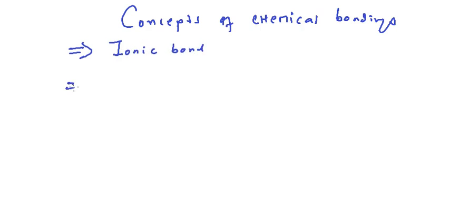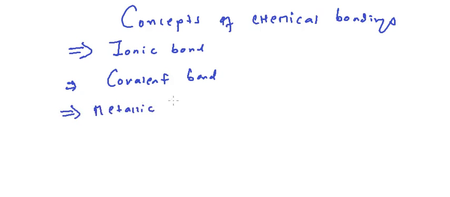and then we have covalent bond, and then we have a metallic bond. These are the three types of bonding that we'll be focusing on in this slide. Ionic bonds are a result of two different ions. The most common example for ionic bond is if you have a sodium ion, sodium plus 1, and a chloride ion, so that gives you sodium chloride.